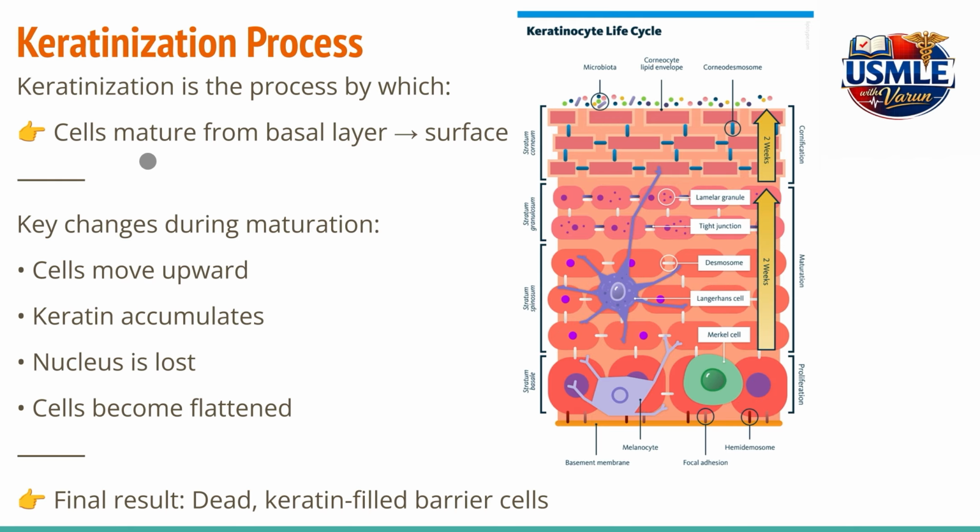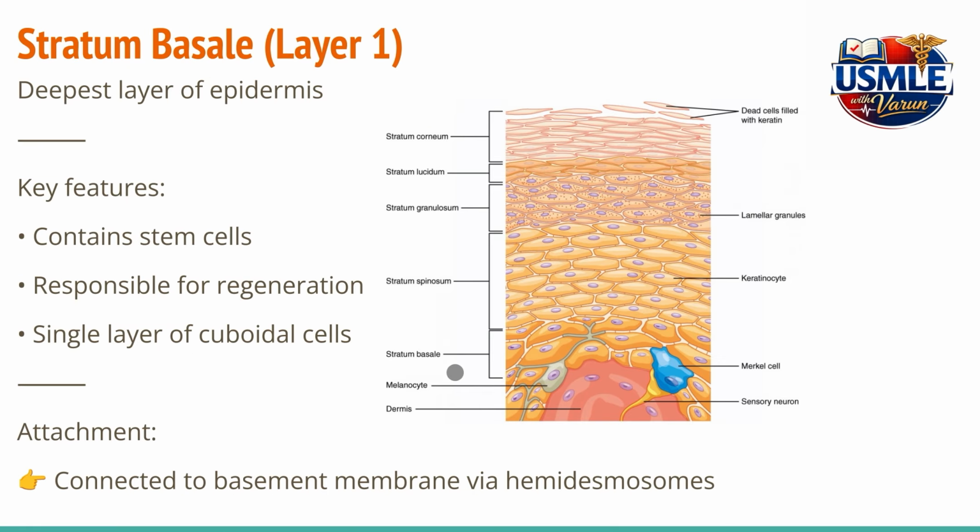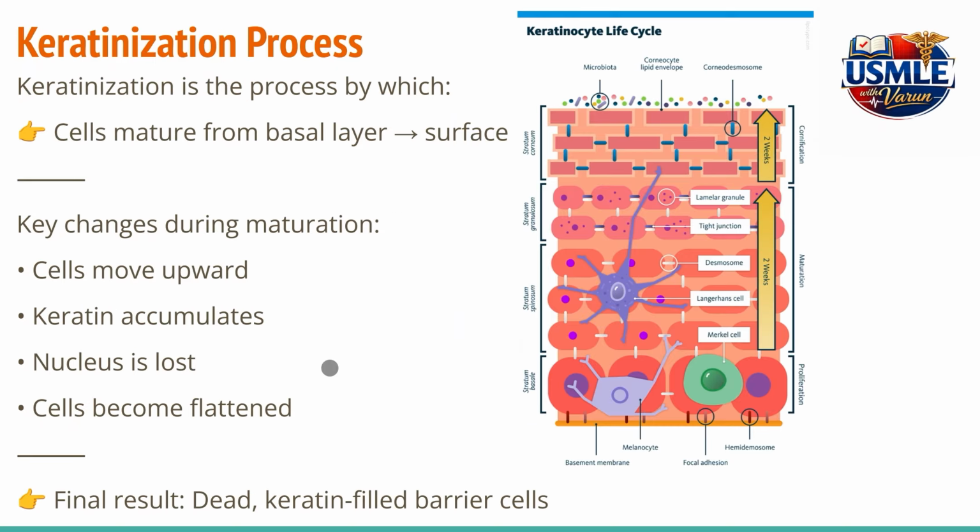So a skin cell starts at the bottom, then it divides, then slowly moves upwards. As it moves, it produces more structural proteins, and it also loses its internal components and eventually becomes a flat dead cell. This dead cell is not useless. It forms the protective barrier of the skin.